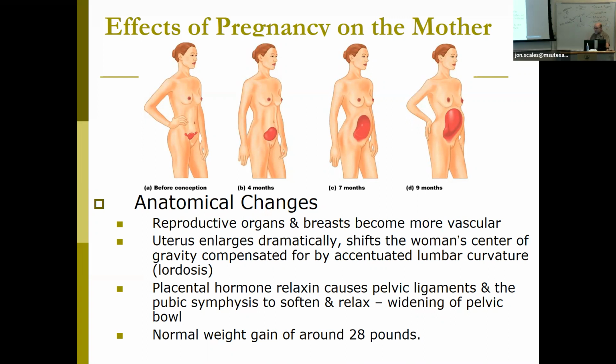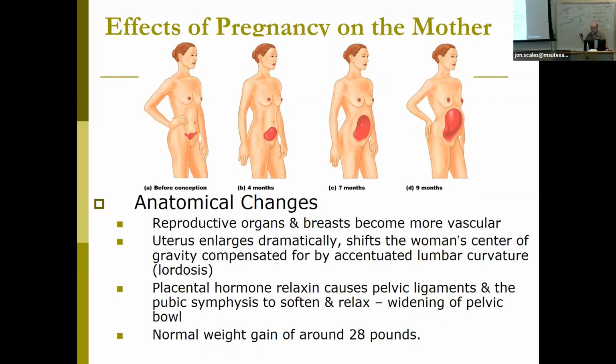But all of the other cartilage joints in the body are also sensitive to this. So the cartilaginous joints at the rib to the sternum and other places in the body become a little bit more pliant, which is just a consequence of this. The pubic symphysis is the one that needs to become pliant, but the others can become pliant as well.